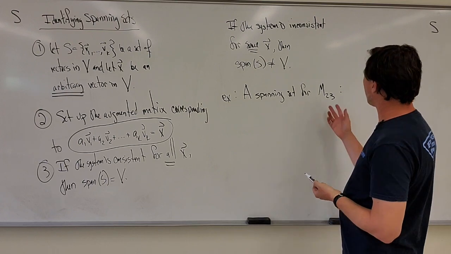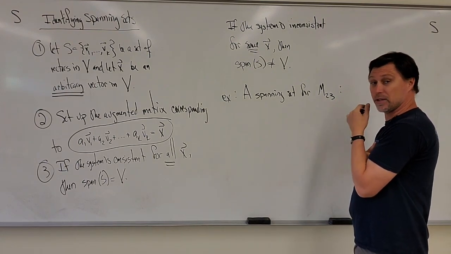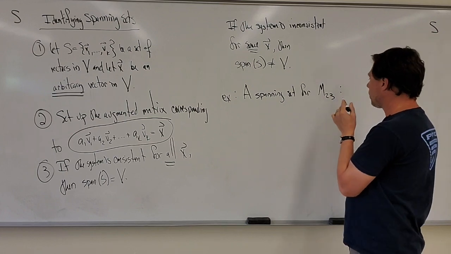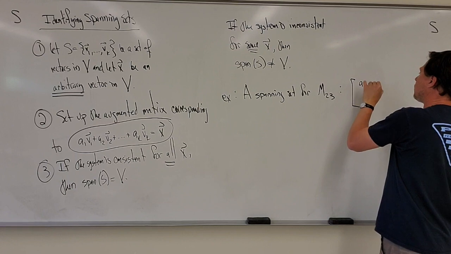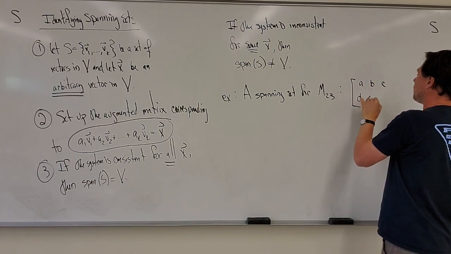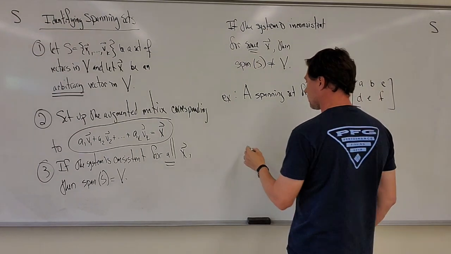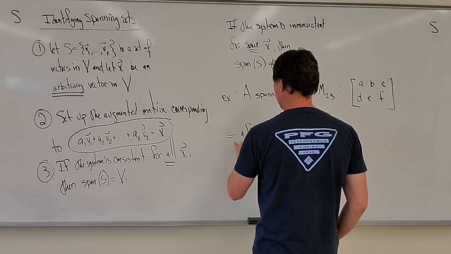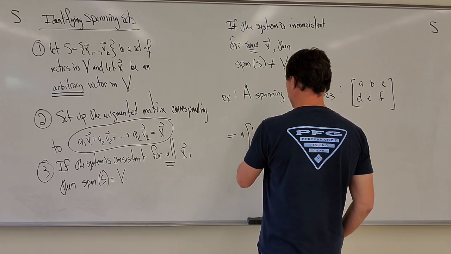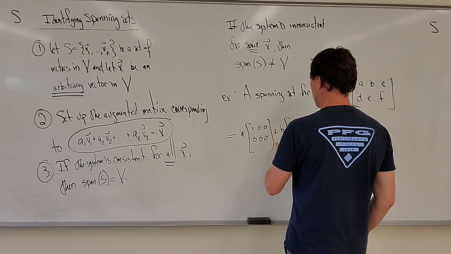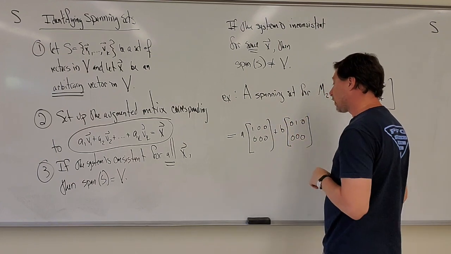Now, I want to just think about, if we wanted a spanning set for M23, I want to just write down the answer here. Let's think about what a typical matrix in M23 looks like. It looks like A, B, C, D, E, F. Okay, now, what is this matrix? This matrix is A times 1, 0, 0, 0, 0, 0, plus B times 0, 1, 0, 0, 0, 0. Hopefully you can see where I'm going with this now.